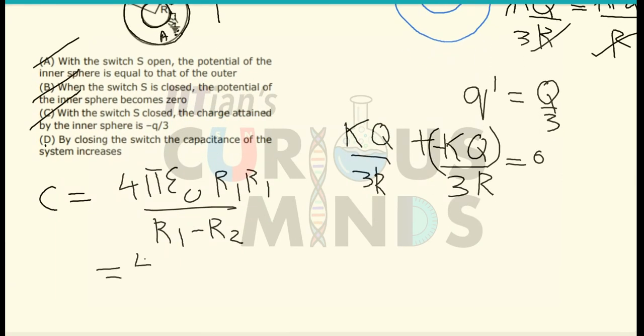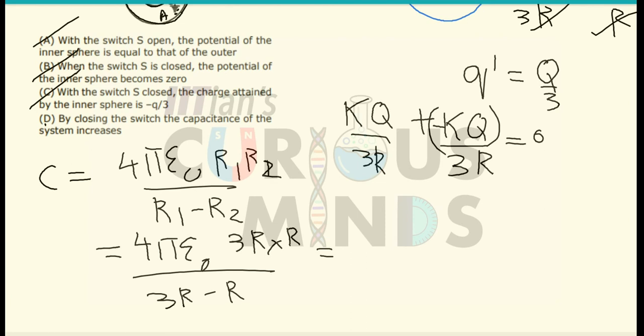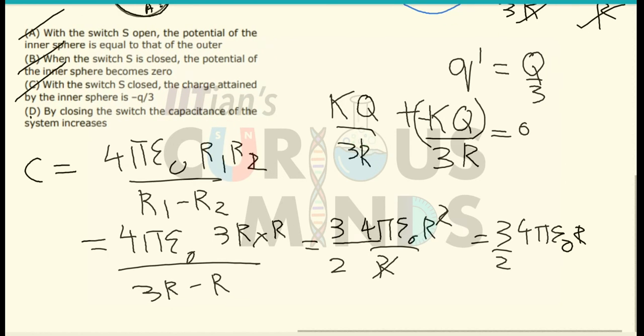So basically it will be equal to 4 pi epsilon naught into R1 into R2, where R2 is 3R, into R, divided by 3R minus R, which is 2R. This can be rearranged as 3 by 2 into 4 pi epsilon naught into R square divided by R, which is 3 by 2 into 4 pi epsilon naught R. This was the original capacitance.